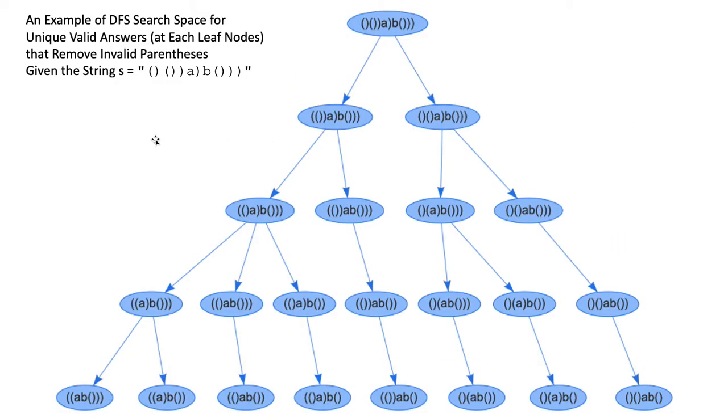Here's an example that illustrates the DFS search space for unique valid answers at each leaf node. Let's remove invalid parentheses given the string s as the following. Please feel free to pause the video to read the example here in some detail.